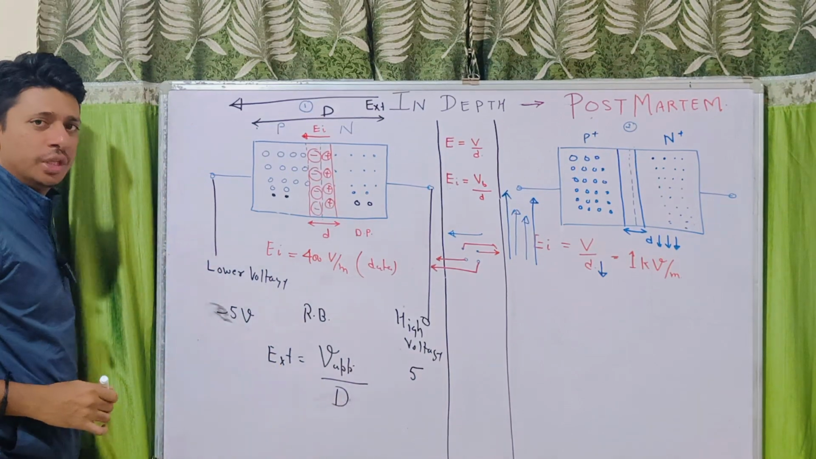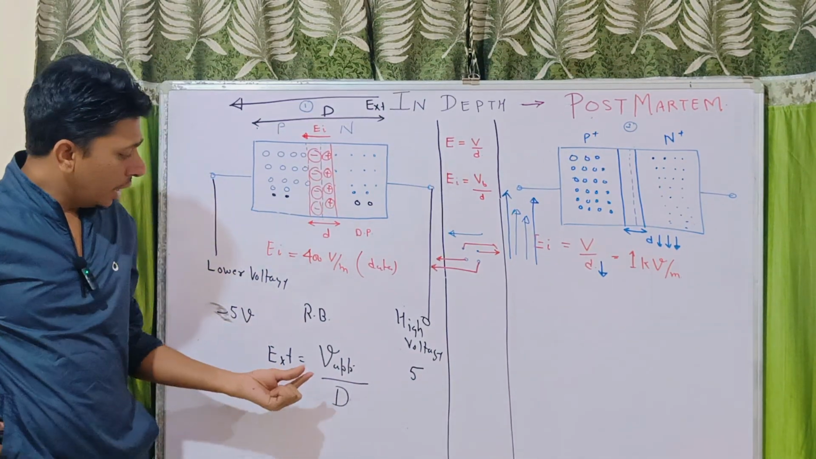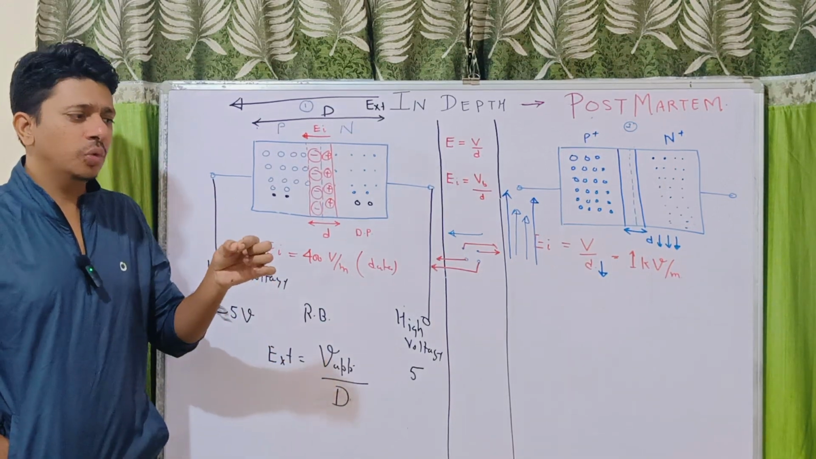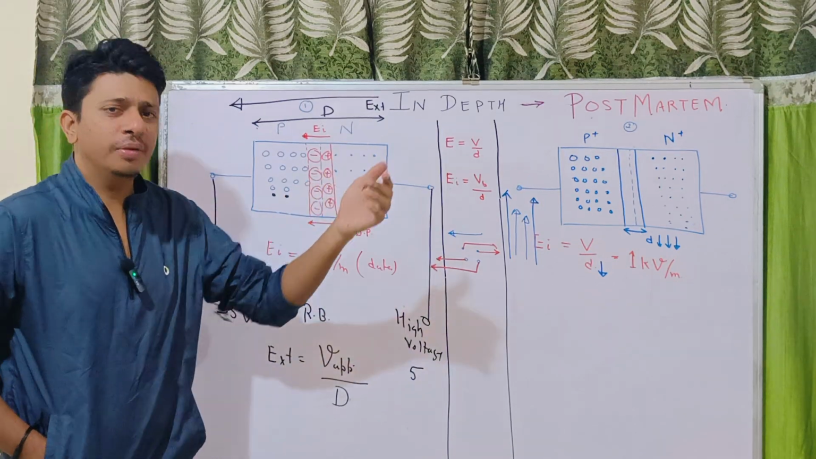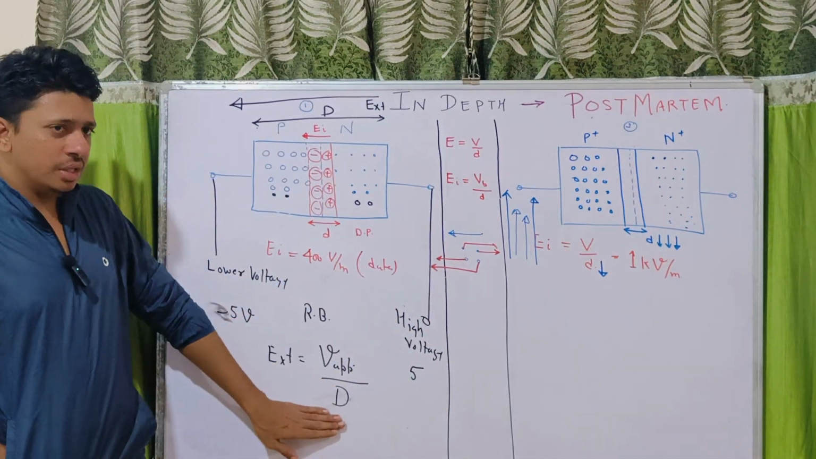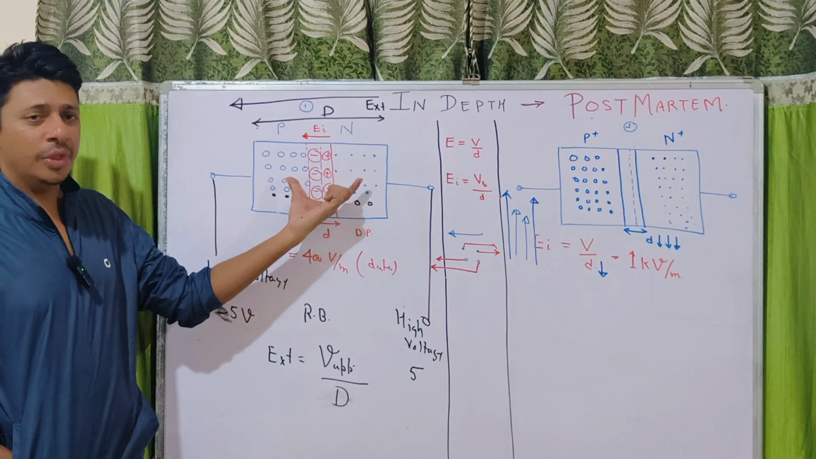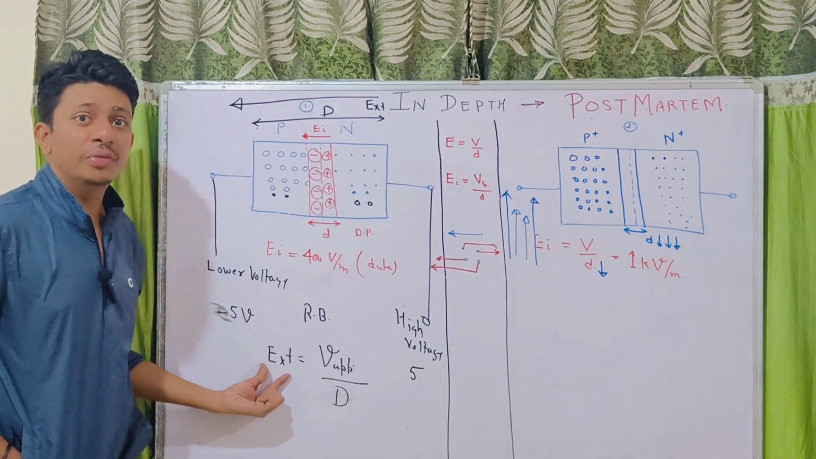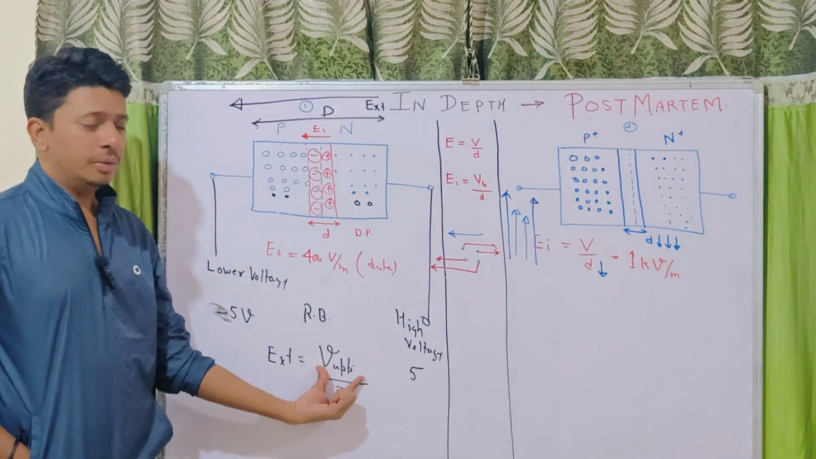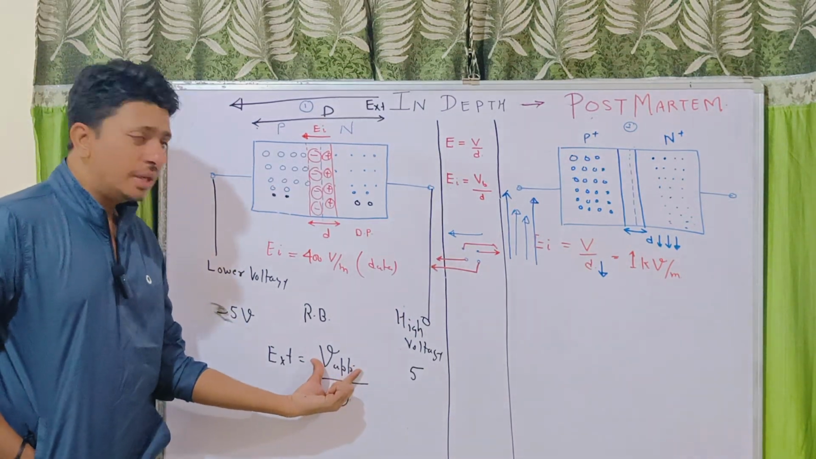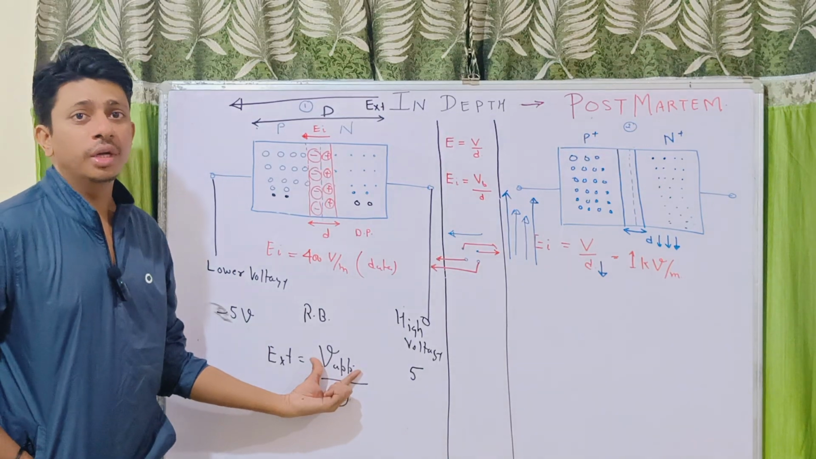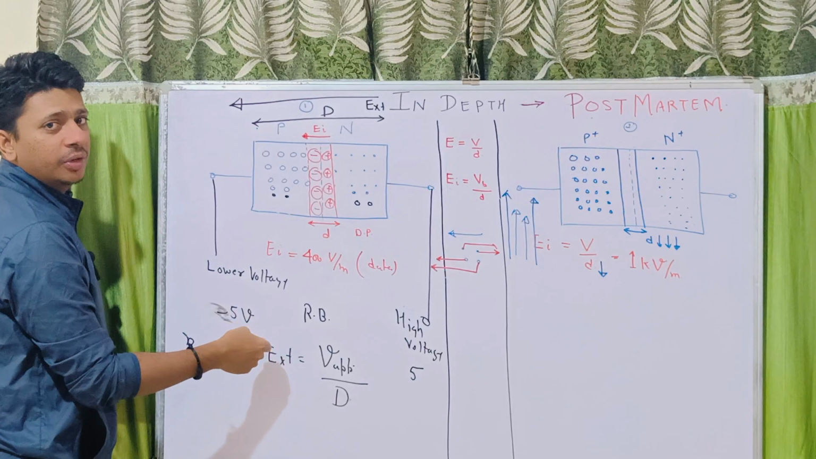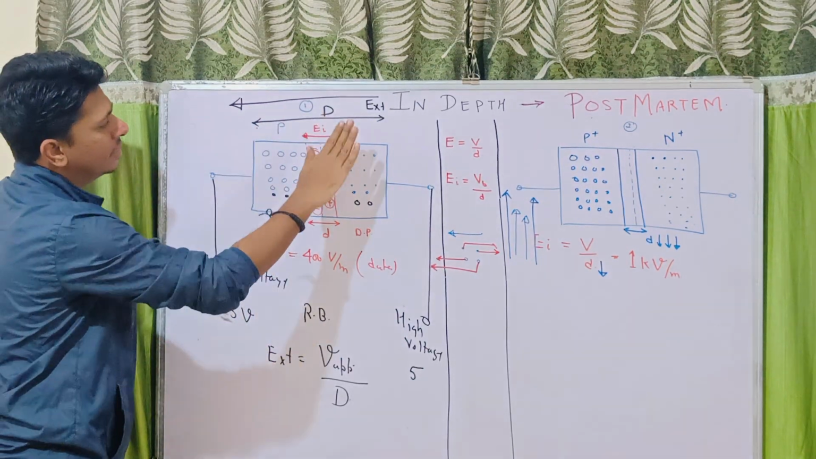D is not going to change, but as soon as you are increasing the applied voltage from 0, 1, 2, 3, 4, 5, what will happen? This is constant, because this is the specimen thickness. So this external electric field basically depends directly on the applied voltage. When we increase applied voltage, the external electric field will increase.